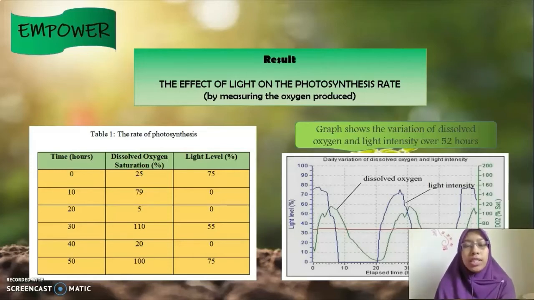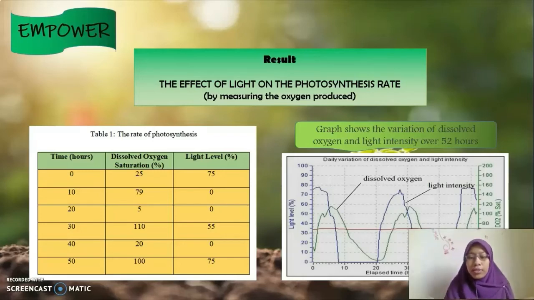In the beginning of the experiment, the dissolved oxygen saturation is 25%, whereas the light level is only 75%. In the middle of the experiment, the dissolved oxygen saturation collected is only 5%, whereas the light level is 0%. At the end of the experiment, we get the dissolved oxygen saturation 100%, and the light level only 75%. Then we also have the graph showing the variation of dissolved oxygen and light intensity over 52 hours. It shows a fluctuating pattern as the graph goes up and down.